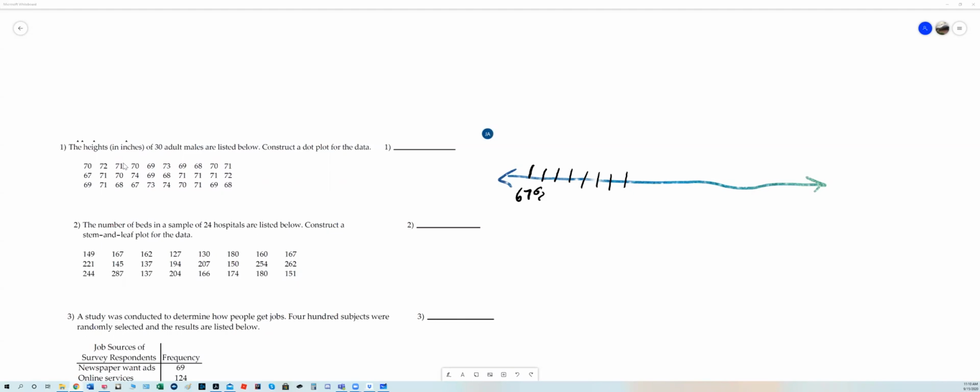So I can actually make these lines a little bit more separate. So 67, 68.